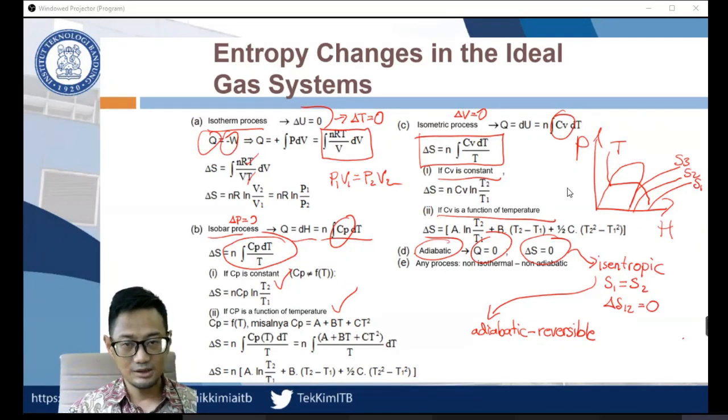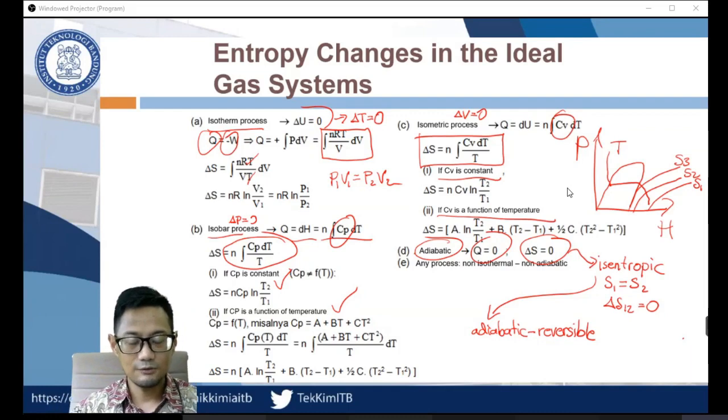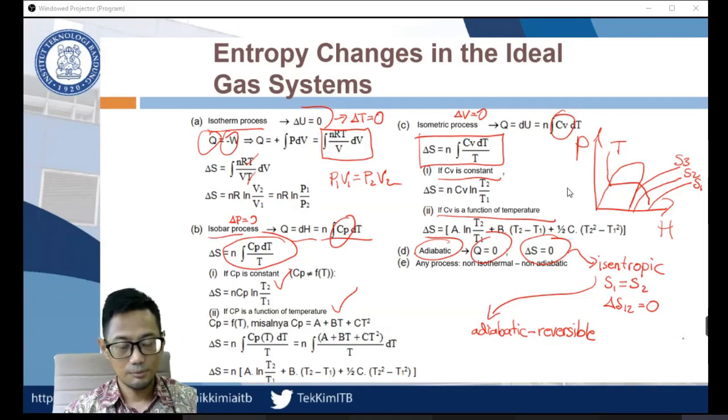Will it be important? Yes. We will use isentropic condition as ideal condition for later on. Compressor, turbine, pump, we will consider that one as isentropic condition for the ideal case.